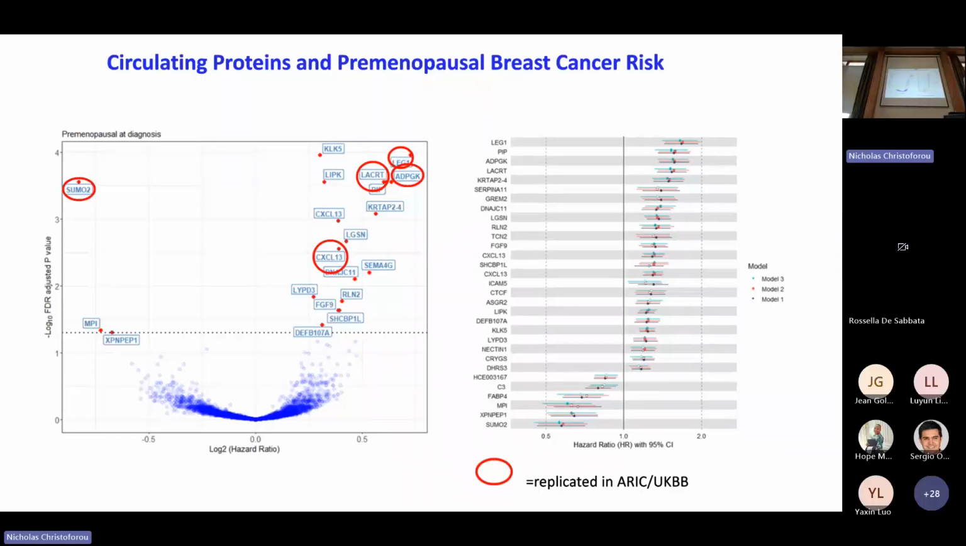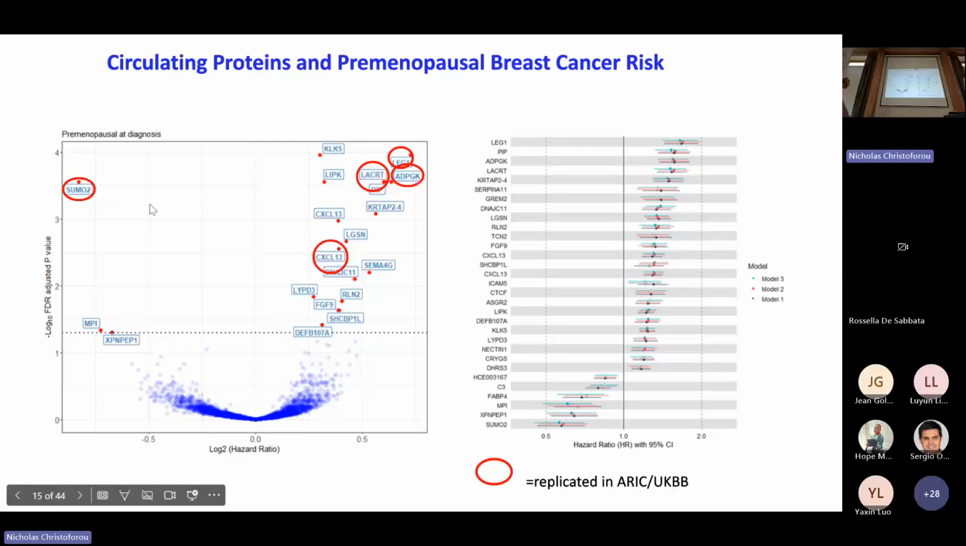So the top hit, the one in the top right-hand corner, LEG1. This finding really came out of nowhere, and we don't know what this protein does. It was cloned in zebrafish, and it stands for liver-enriched gene in zebrafish, so it doesn't have any human cognate or known role in humans thus far. But it does come out as a very strong positive risk factor for premenopausal breast cancer, and likewise in ARIC, it was also the top hit for breast cancer.